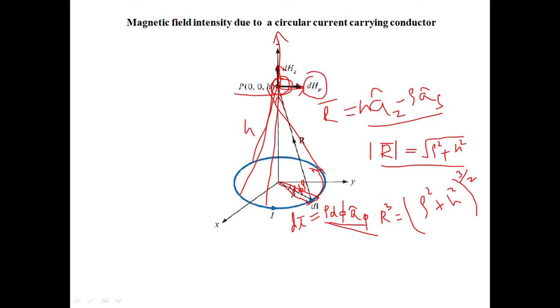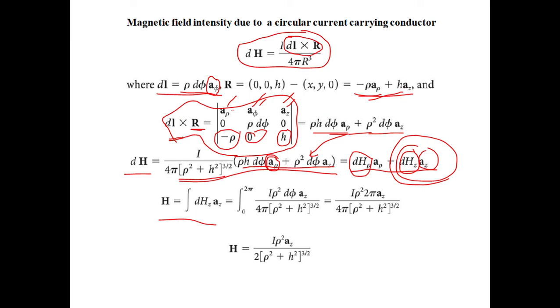So dH_rho you have to take as 0 here. This is what we did for electric field intensity also. This part will become 0, so only this part you have to take and solve. So from this we have to obtain what is H_z.